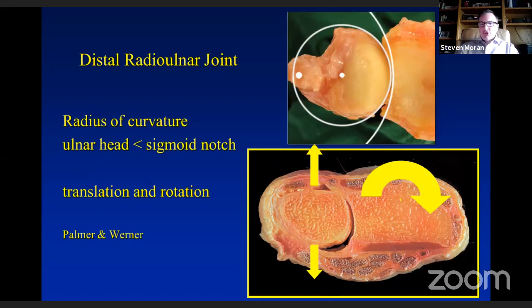The radius of curvature of the ulna is less than that of the sigmoid notch. That means this is a sloppy joint. So we not only have rotation of the radius around the ulna, but there's also the ability for translation. Even in a patient with a stable distal radial ulnar joint, when we examine the wrist, and as I'll show you, when you shuck the ulna and the radius, there should be some motion in most patients. It's if it's different between one side and the other, or if that instability in terms of palmar and dorsal translation produces pain.